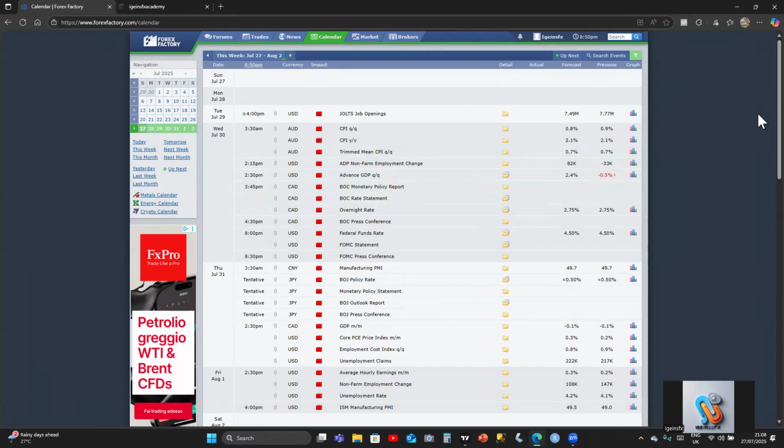I'll just leave everything like this. So for fundamental analysis, you need to always use this. This is not the only calendar. Forex Factory is not the only calendar, but this one is widely used and is reliable. So forexfactory.com, you will see this. Go to calendar, you will see all the news that are ahead for the week.